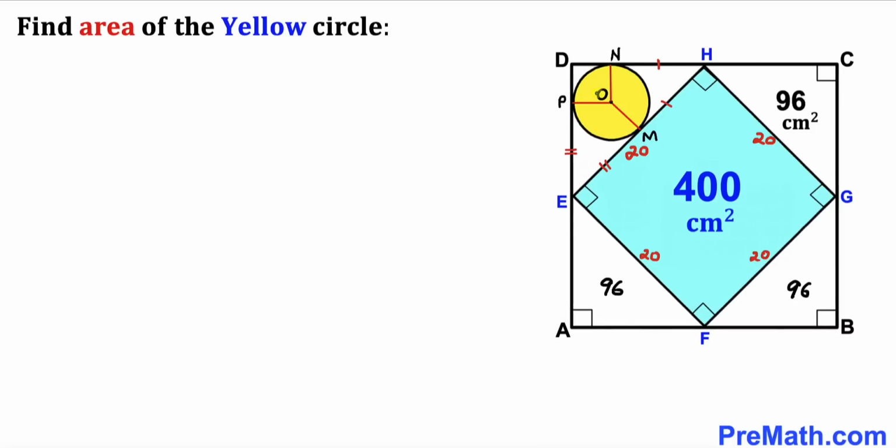Here's our next step. I have connected this center O with these points of tangency P, M, and likewise N as well. Now we can see that OP is the radius of this yellow circle. Let me label this radius as R. This OM is the radius as well, so I'm going to label this one R as well. And likewise, ON is R once again.